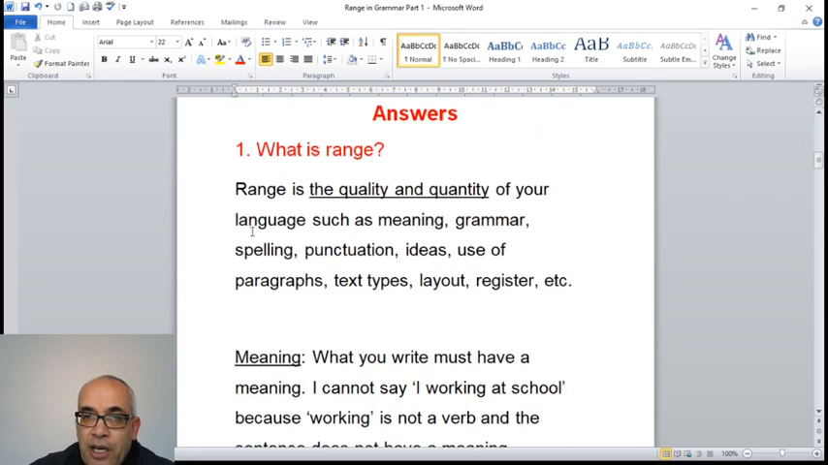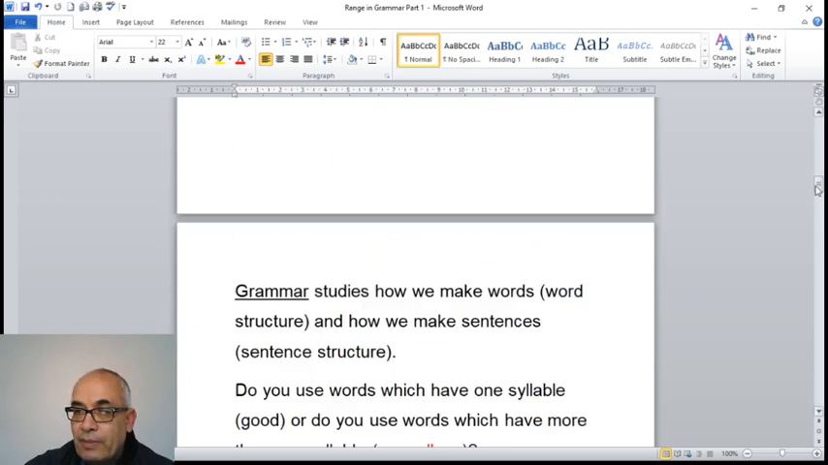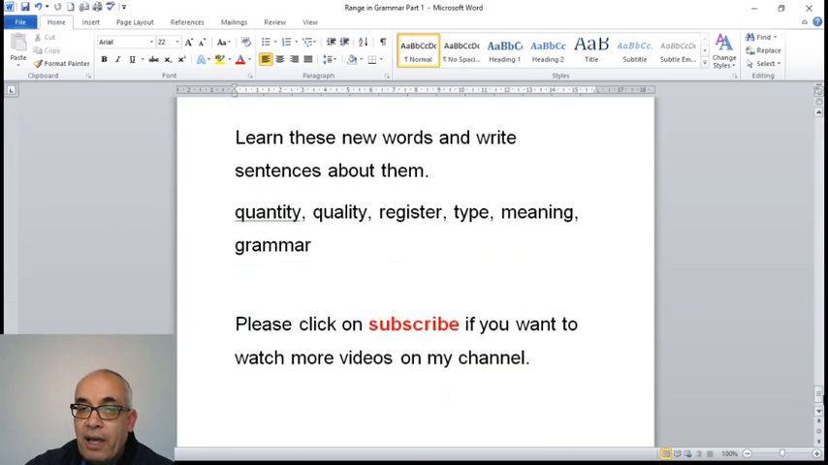Range is, we have range of meaning, range of grammar, range of spelling, range of punctuation, range of ideas, range of paragraphs, range of text types, range of layout, range of register. All these will show the difference between one level and another level. And this is what we mean by range, is the difference. And the difference in quality and quantity. And this is the end of the video.